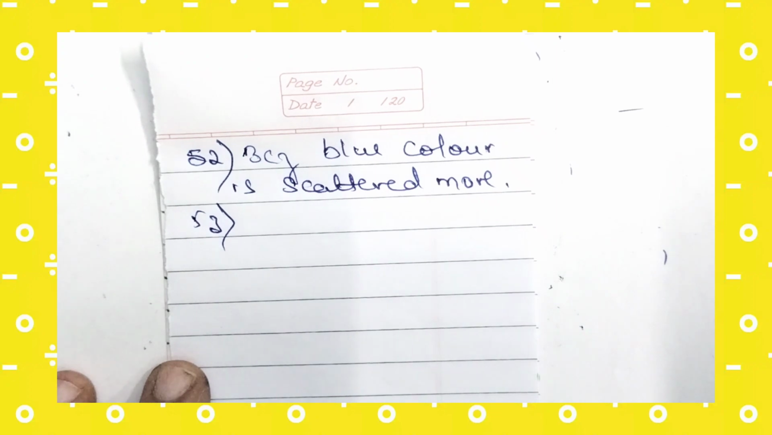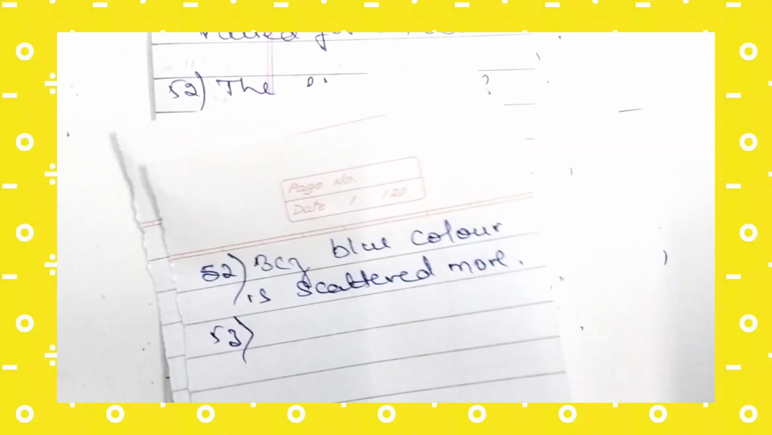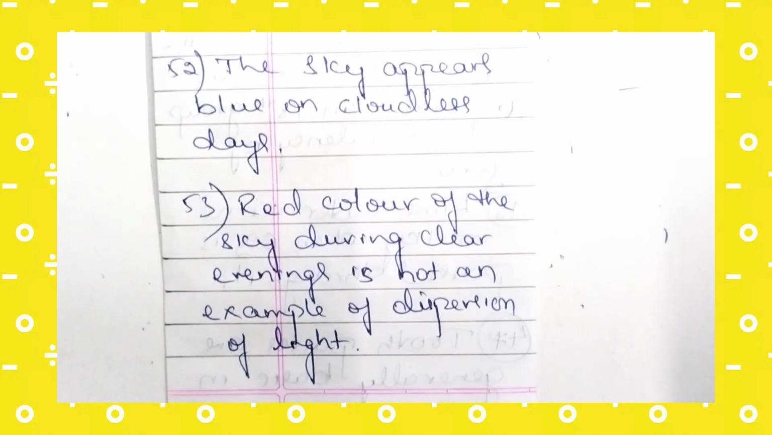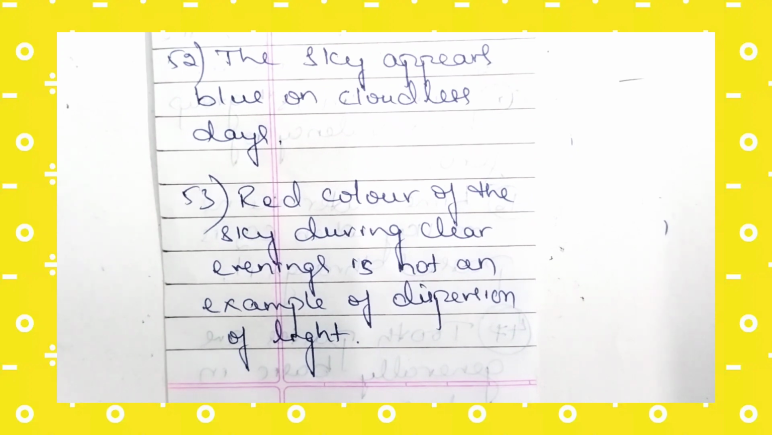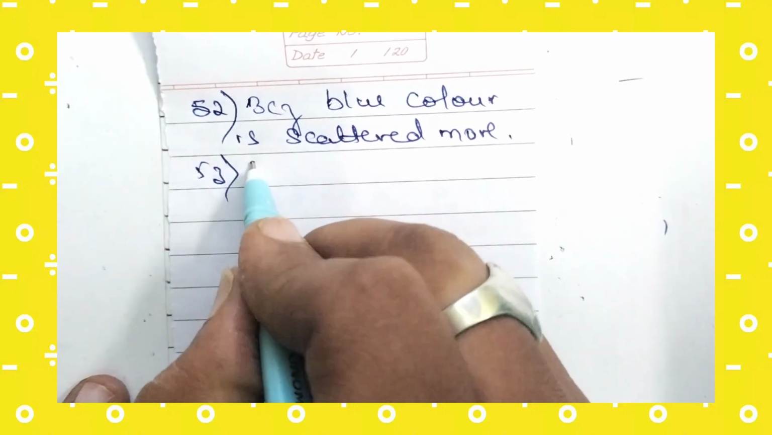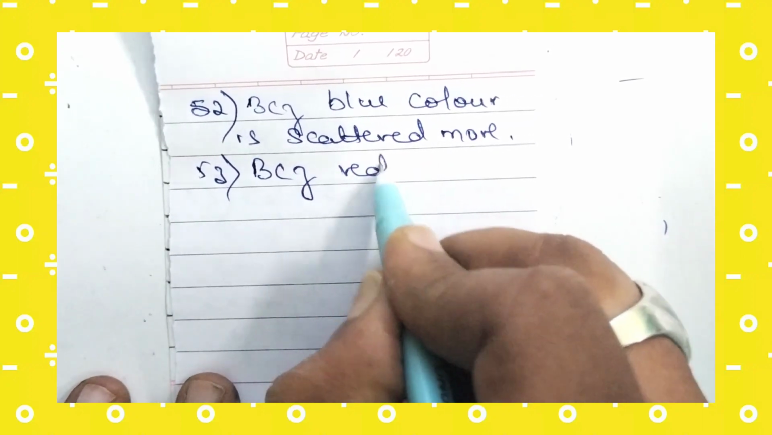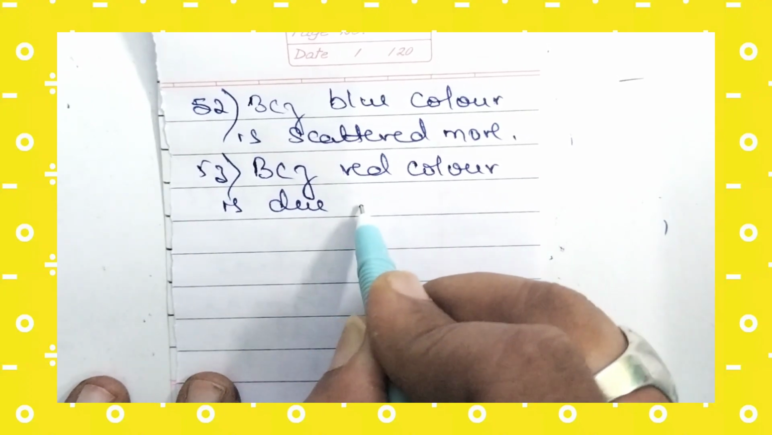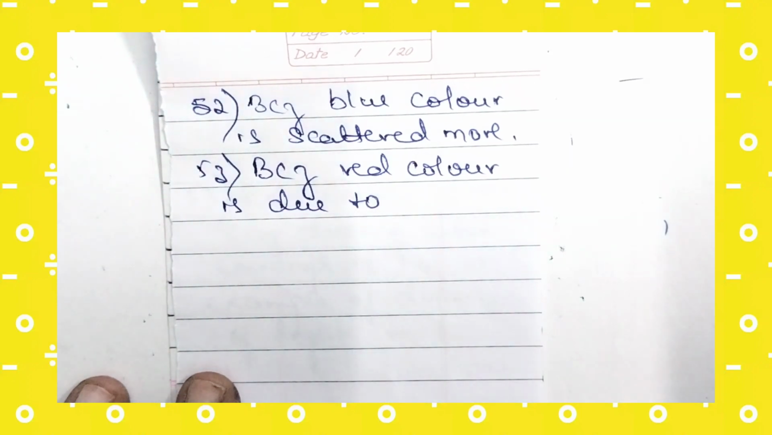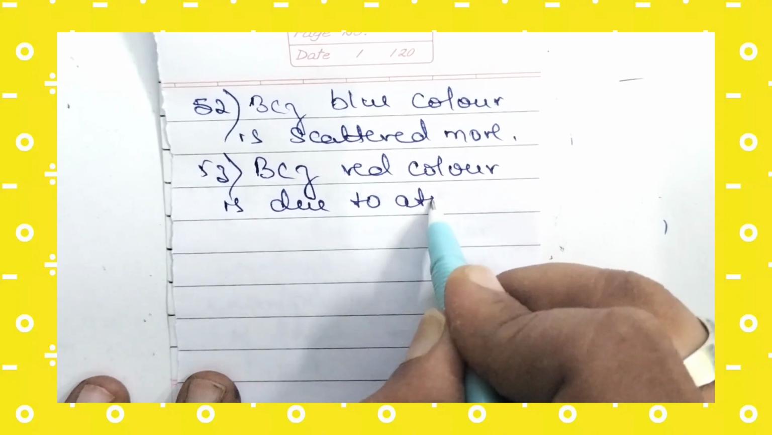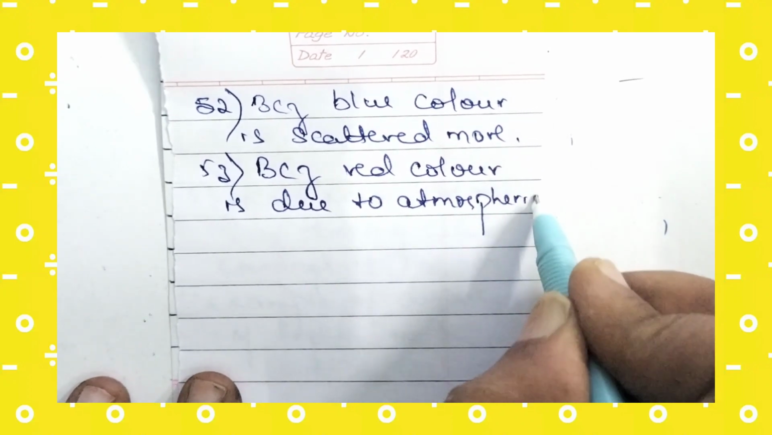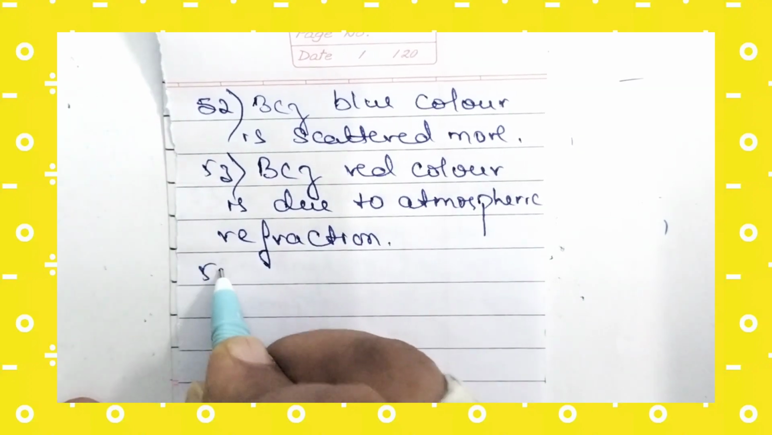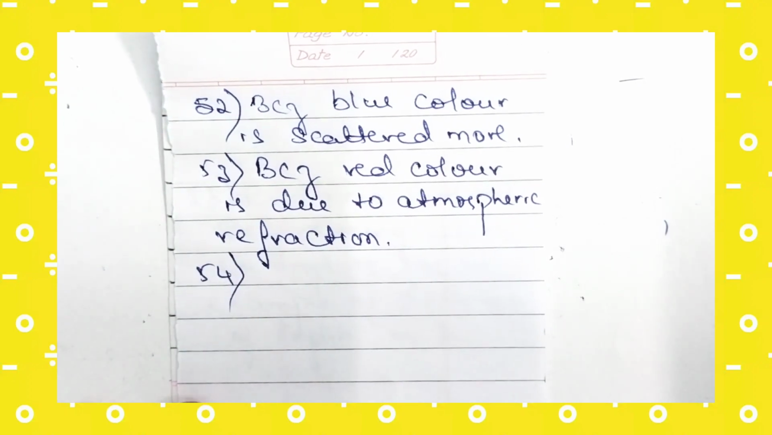Now let us move for 53rd question. So 53rd question is, that is, red color of the sky during clear evening is not an example of dispersion of light because red color is due to atmospheric refraction.